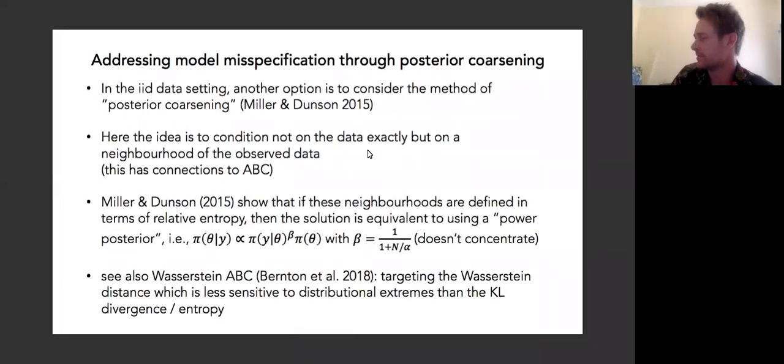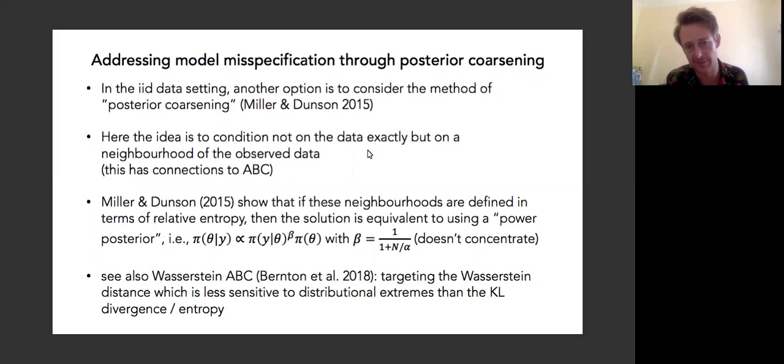Another way that people have been trying to deal with misspecification is with this idea of posterior coarsening. The idea comes independently, but looks in a way quite similar to approximate Bayesian computation, which is also starting to be well used in astronomy. Instead of doing the Bayesian updating conditioning on the exact observed data set that we have, the idea is to condition on a neighborhood of the observed data. So imagine that not just this is the data we observed, but we could have observed any data which was sufficiently similar to that.